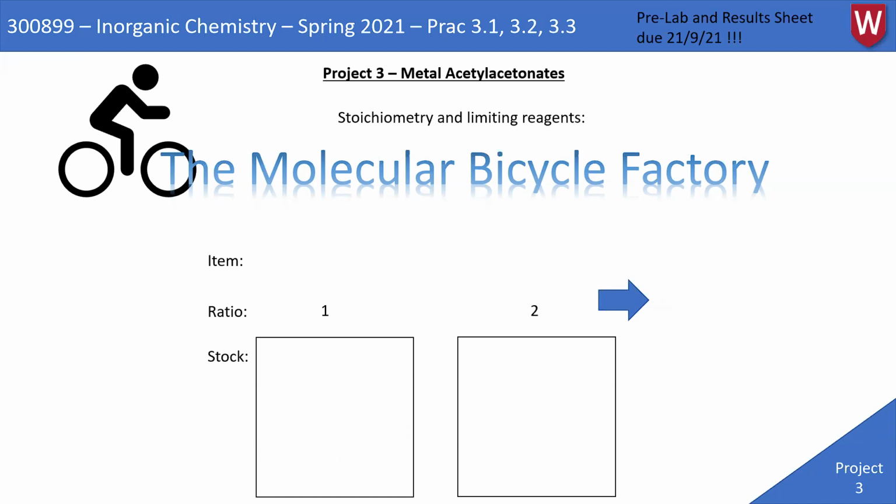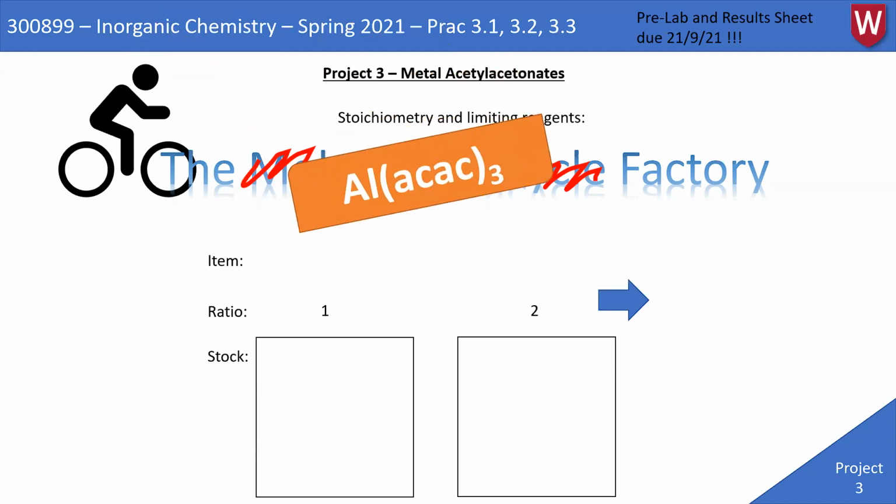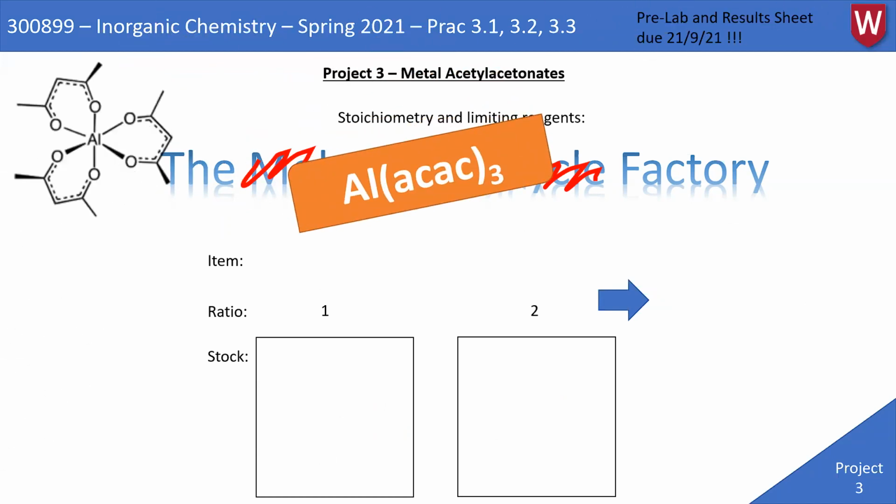We're going to take it from the molecular bicycle factory to something a little bit more relevant to us, that aluminium ACAC3 factory. We'll get rid of him and put our complex there. So the same concept applies. We've got aluminium and ACAC as our items that we need. And in this case, the ratio is not 1 to 2, it's 1 to 3, right? As we can see in that structure diagram, we've got 3 ligands to 1 aluminium.